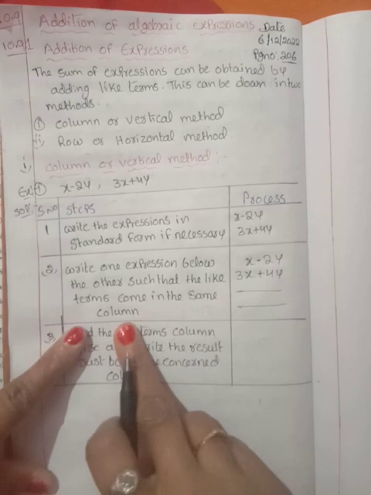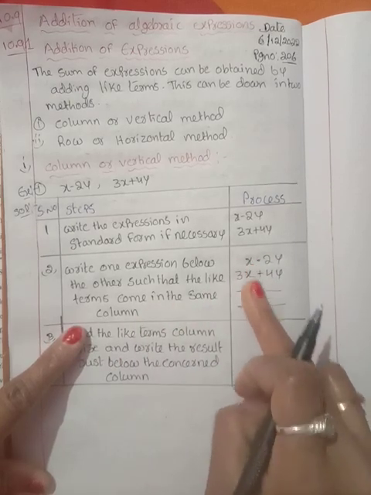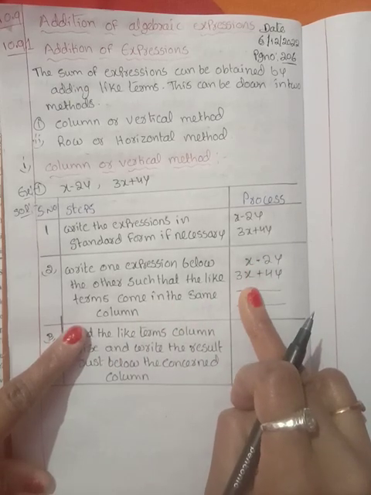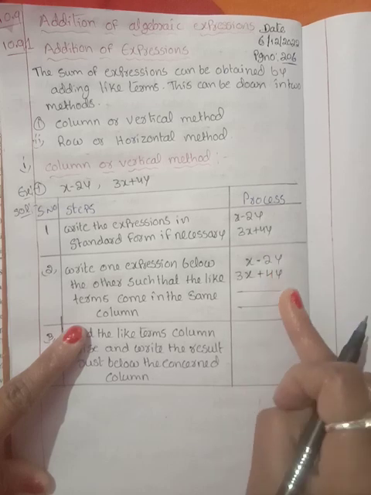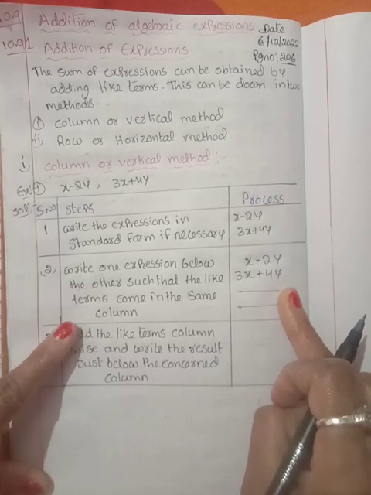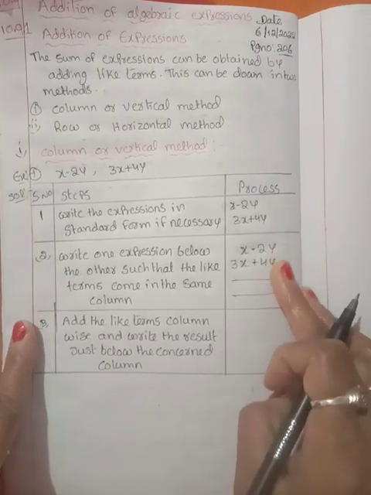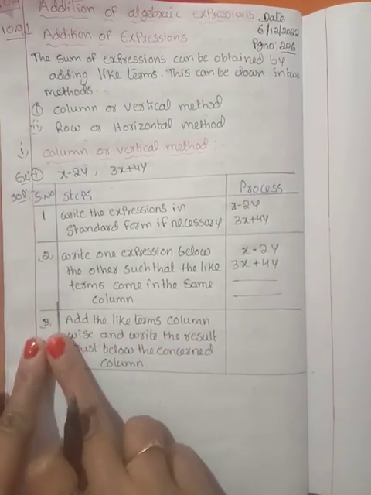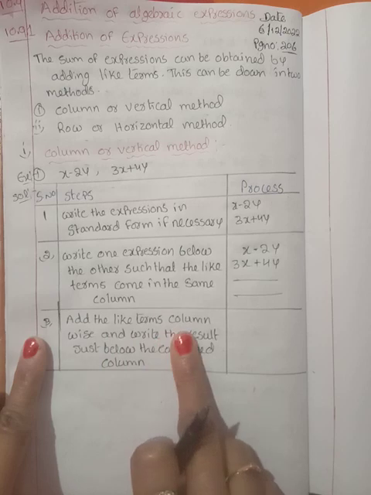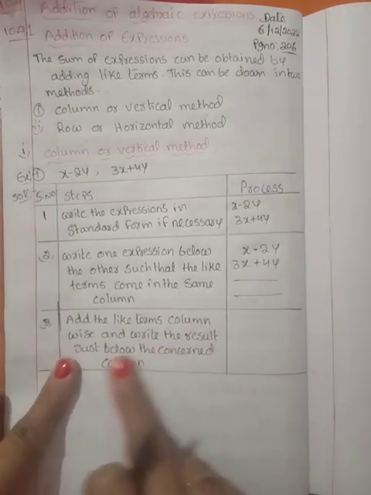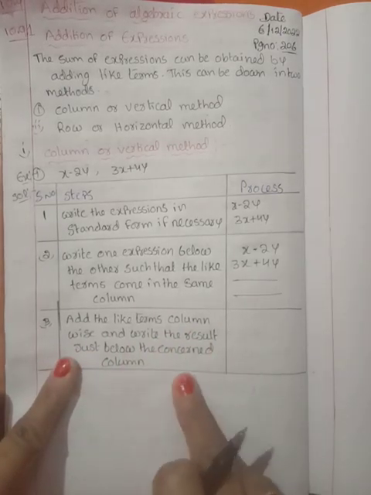Like terms come in the same column. The x terms you write below the x terms only, and the y terms below the y terms only. The second expression is also the same. Next, the third step: add the like terms column-wise and write the results just below the concerned column.